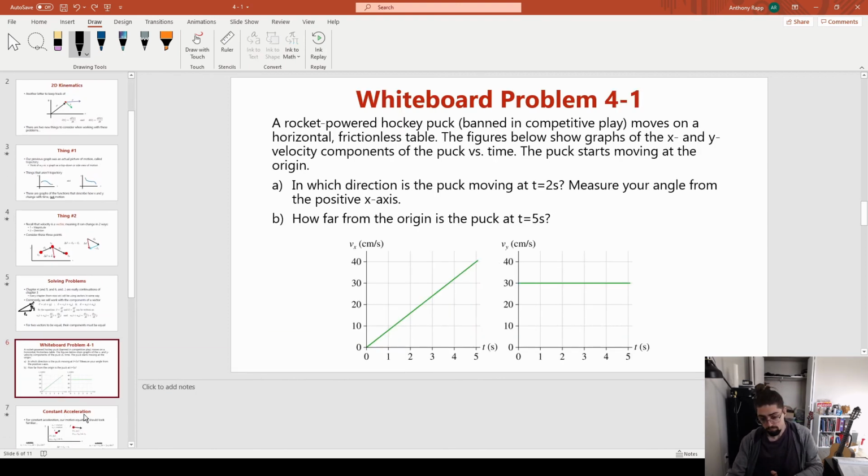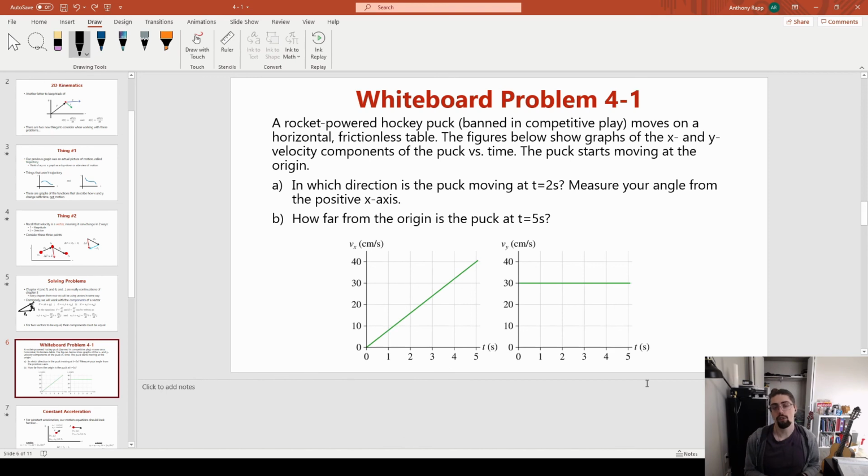So, I've got a problem here that I'd like you to take a look at and think about a little bit. Let's imagine we have our classic toy, the rocket-powered hockey puck, right? Which is typically only used in casual play, not actual competitive play. It moves on a horizontal frictionless table. That is to say, gravity is not anything that we have to worry about today.